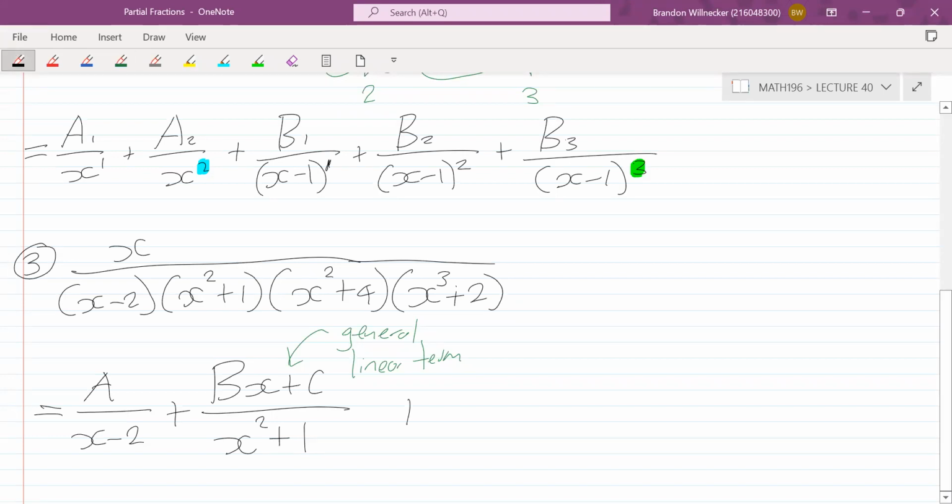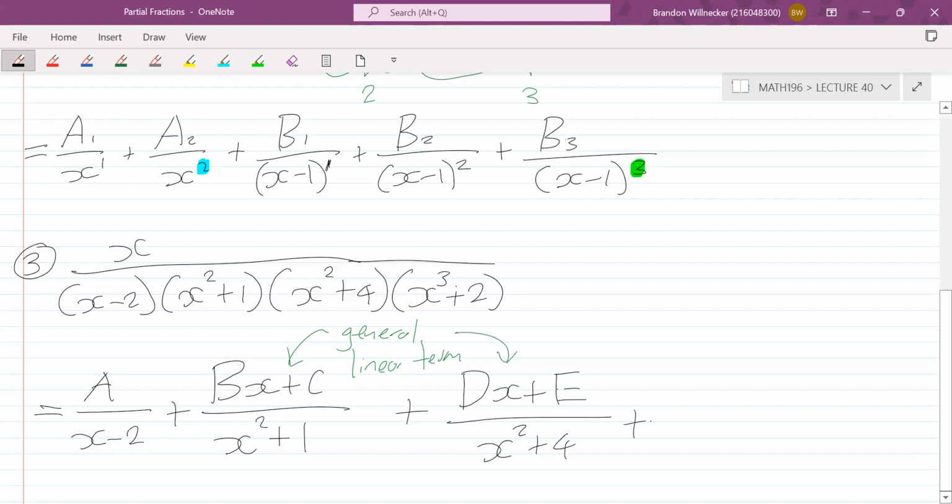Okay, so let's see if we can do the next one. The next term is x squared plus 4. It's quadratic, which means the top part needs to be linear. So we write Dx plus E, because that's a general linear term, over x squared plus 4. Again, that's another general linear term.